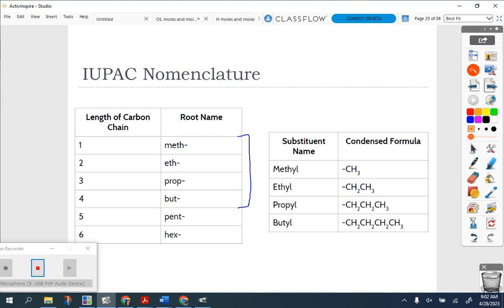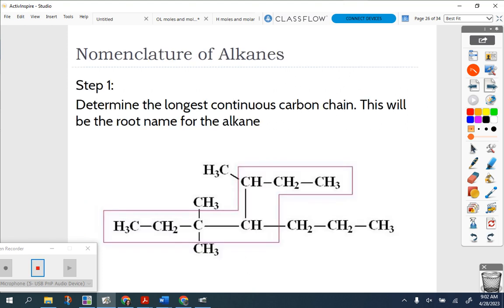You can also have alkyl groups that are branched off of a main chain that then use methyl group or ethyl group, depending on how many carbons there are in the branch. So, how do we figure out how to name a structure? First thing we need to do is find the longest continuous carbon chain. Now, in this example on the board, I'll try to move it up because it's a little hard to see.